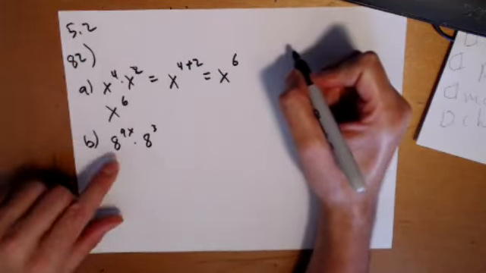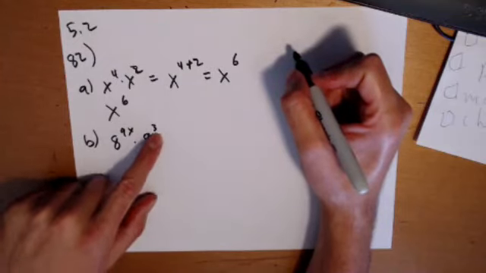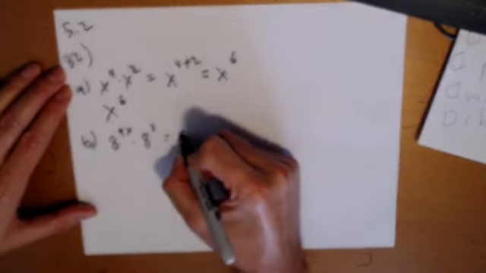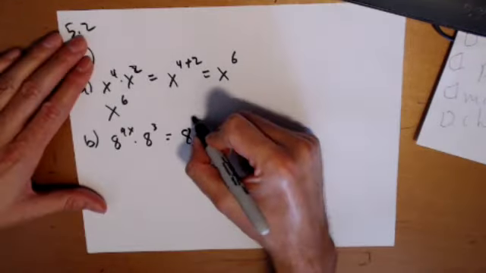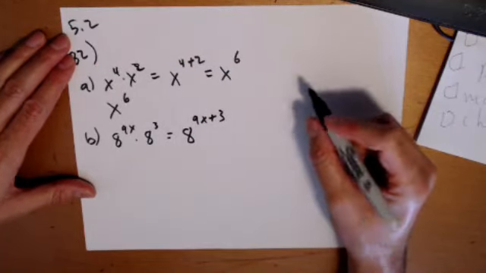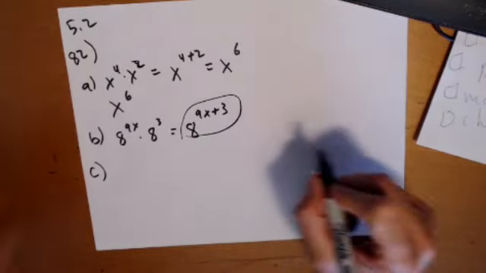Okay, so if you have this weird mess, 8 to the 9x times 8 to the 3. Just follow the rules. Are the bases the same? Yeah, okay. And now let's just add the stuff in the sky. 9x plus 3. That's weird. Yeah, did you follow the rules? Yeah, well then you're done. Okay, cool. See.